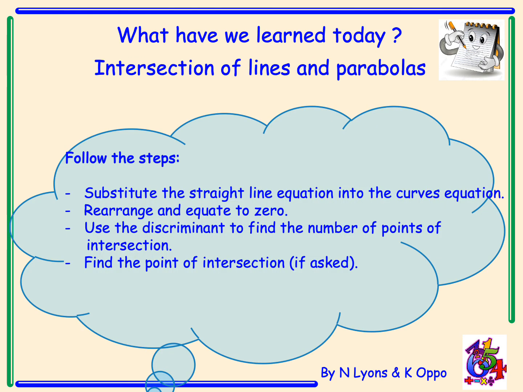What have we learned today? Today we've looked at the intersection of lines and parabolas. We must follow the steps: substitute the straight line equation into the curve's equation, rearrange and equate to 0, then use the discriminant to find the number of points of intersection. And finally, if we are asked, we must find the coordinates of the point of intersection.